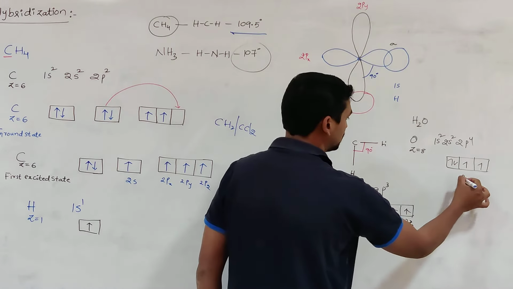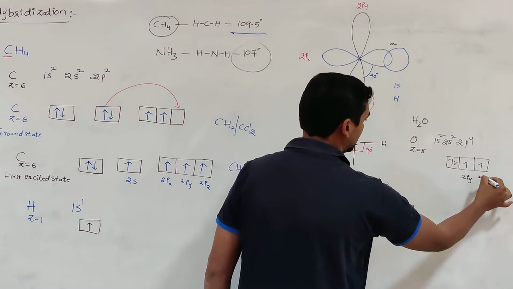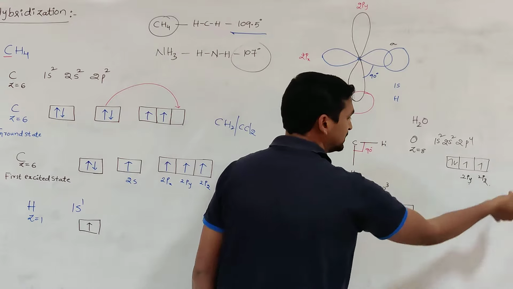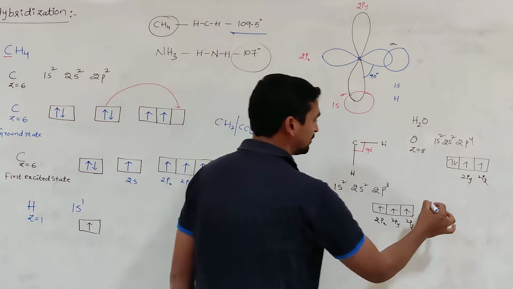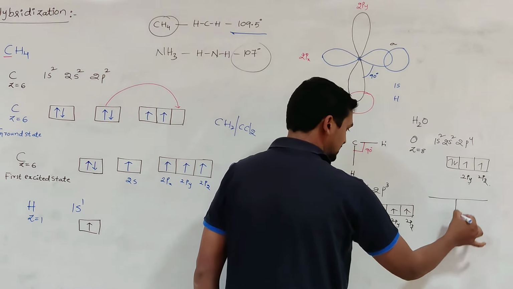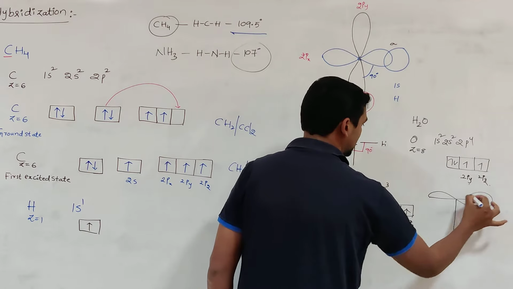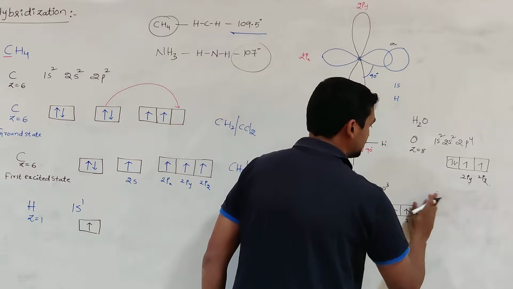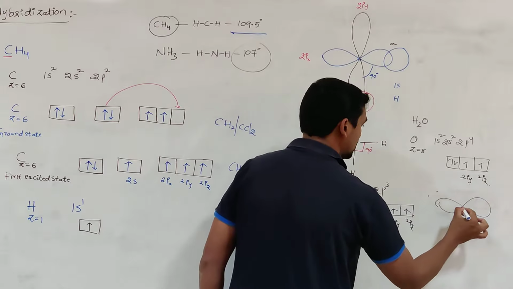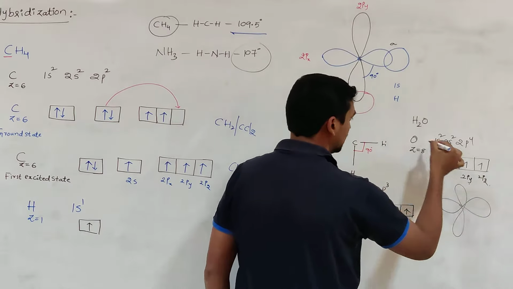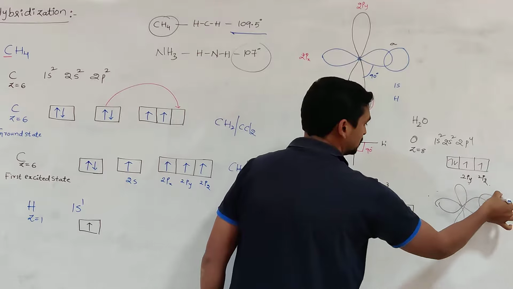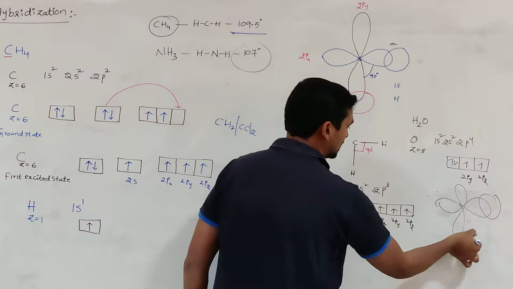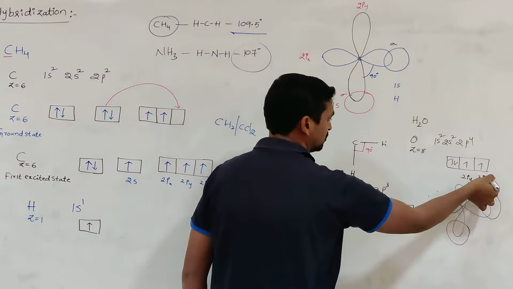For example, say here 2py and 2pz. So y and z are mutually perpendicular to each other. One is y in this direction, z is in this direction. So the orbitals are like this and like this. So simply, here the hydrogen atom is overlapped with 2py, and another hydrogen atom is overlapped with the other, 2pz.